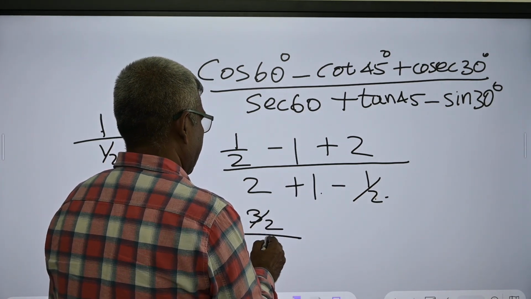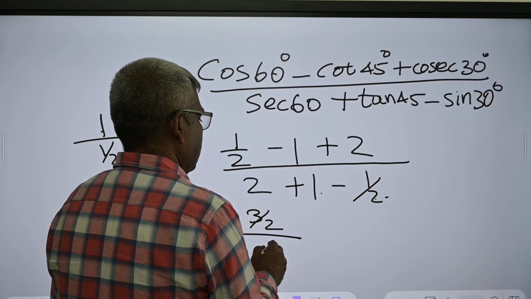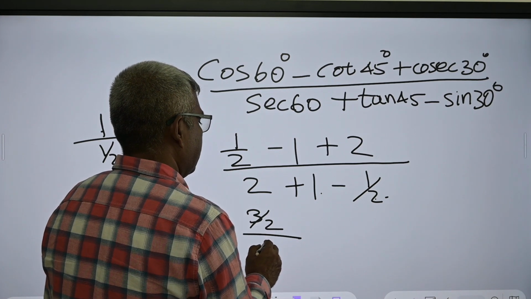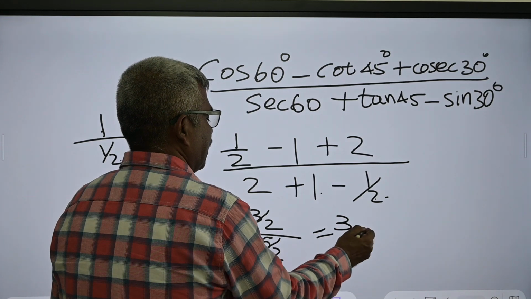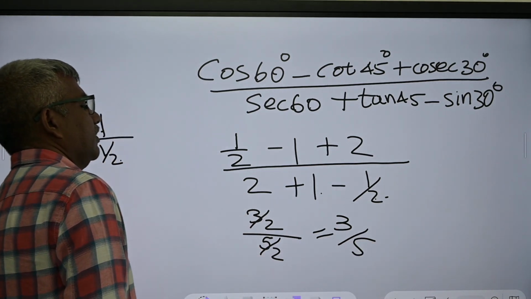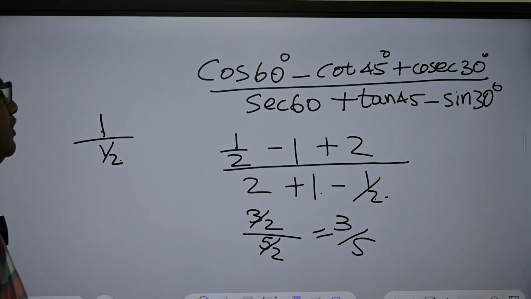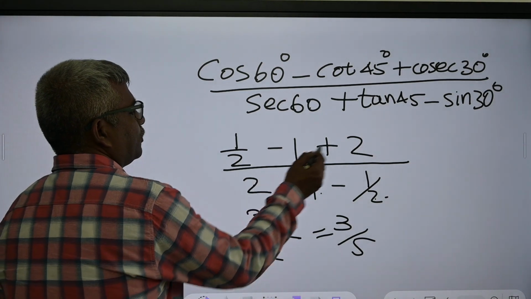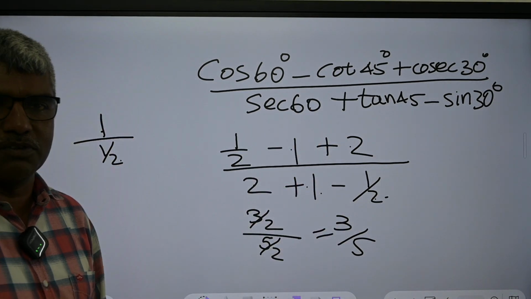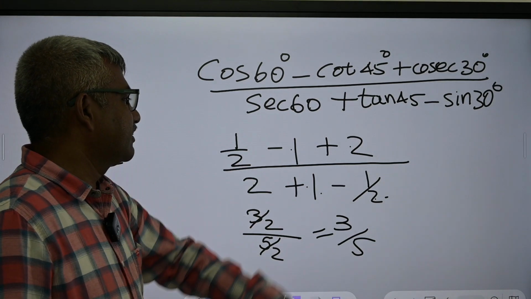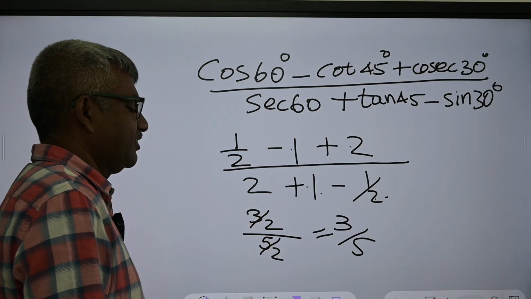In the denominator, 3 plus 2.5, here 2.5, so 5 by 2. So it will be 3 by 5. Okay, don't get confused with the 2, 2, 1, 1, 1 by 2, 1 by 2. You cannot cancel them; it is not possible. This is the way: you just add everything and do it.